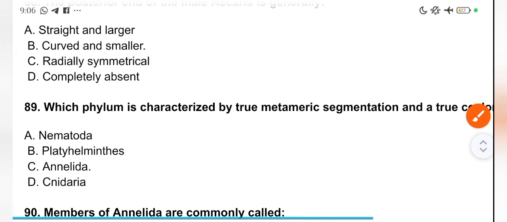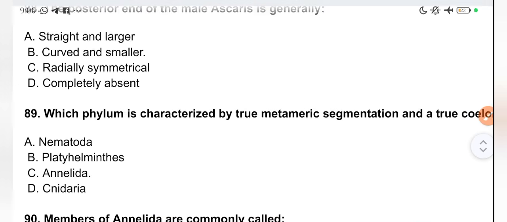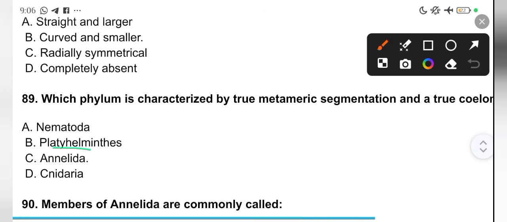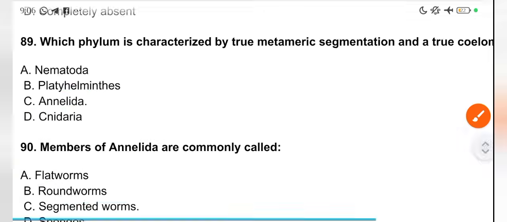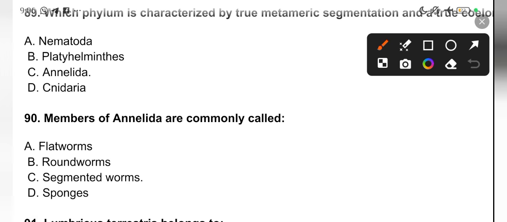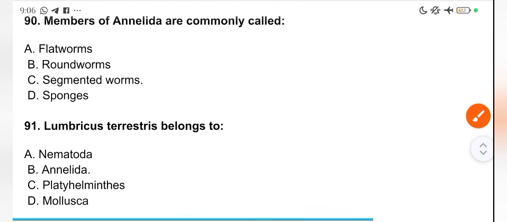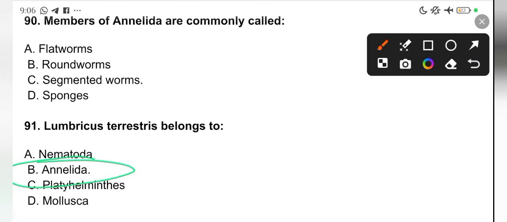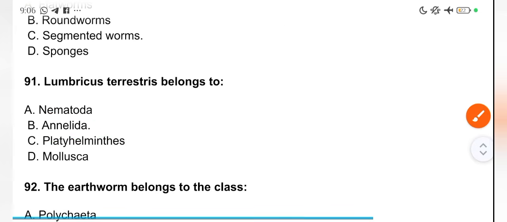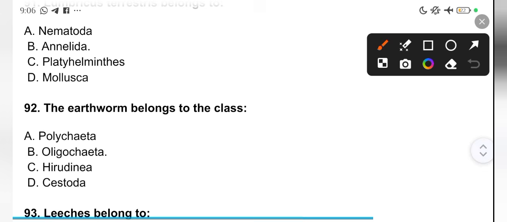Which phylum is characterized by true metameric segmentation? You have your Annelida. Members of Annelida are commonly called the segmented worms. They are known as the segmented worms, okay? Lumbricus terrestris belongs to the Annelida. We already established that earlier on in one of the questions, okay? 92. The earthworm belongs to the class Oligochaeta.